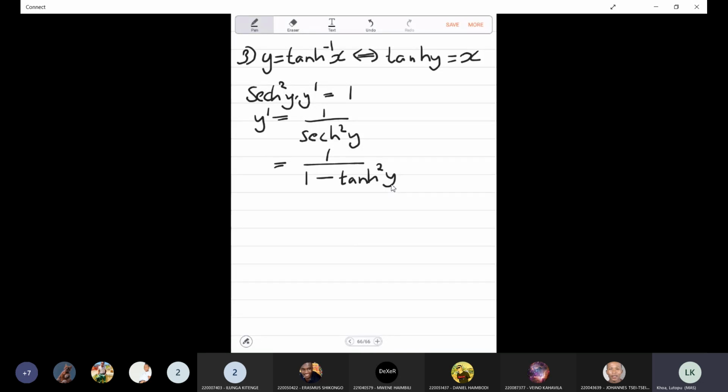Okay, and then we want our final answer to be in terms of x. So this y here, we replace it with the y that we have over there. So this is 1 over 1 minus tanh of tanh inverse of x, not y. Okay, so this is 1 over 1 minus x squared. Okay, so that is our derivative.